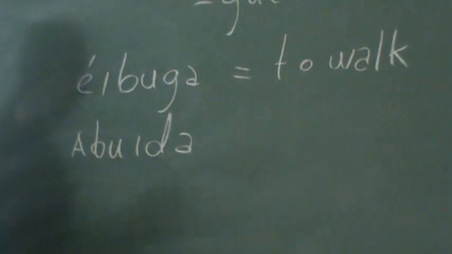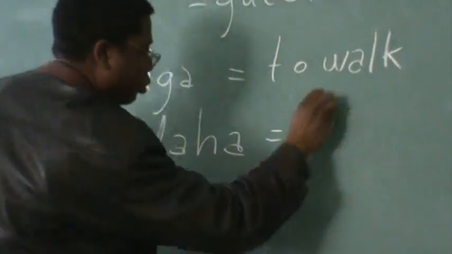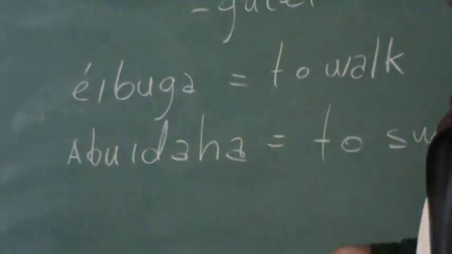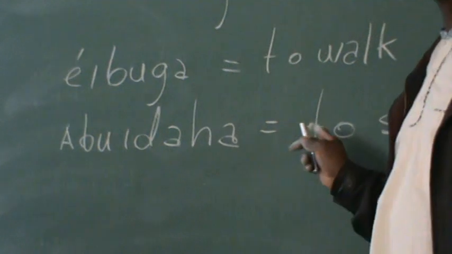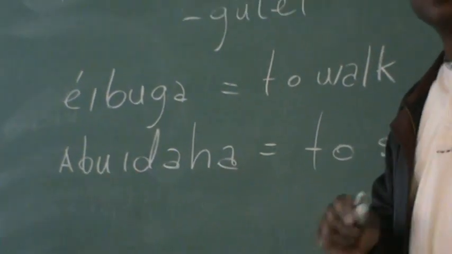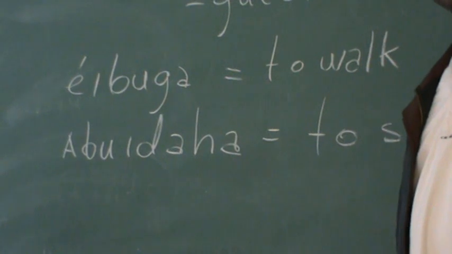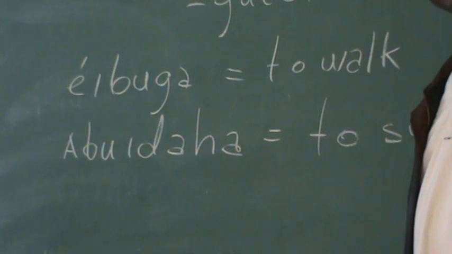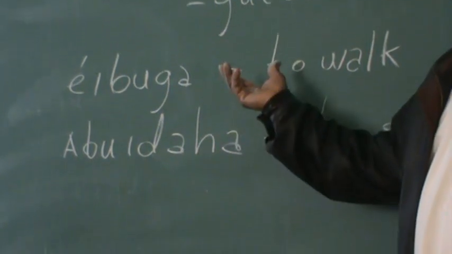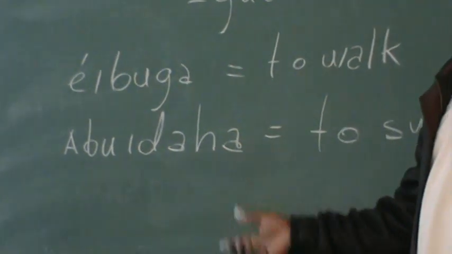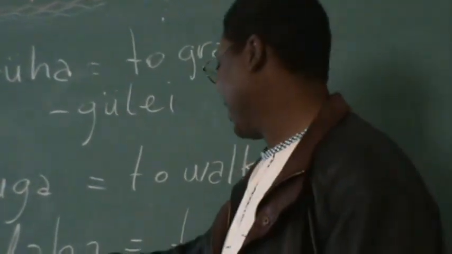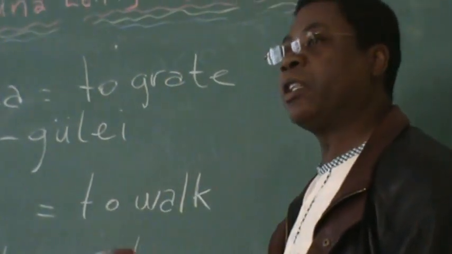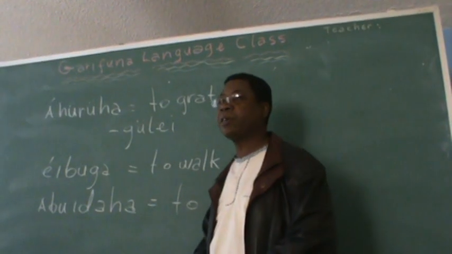That's going to be pati. Abuidaha means to sweep. So how will you call a sweeper or a broom? I'm just going to try, I have no idea what it is. Correct. You see? You just said broom in Garifuna. You have the verb and then you add gule to it and you tell him what it does.